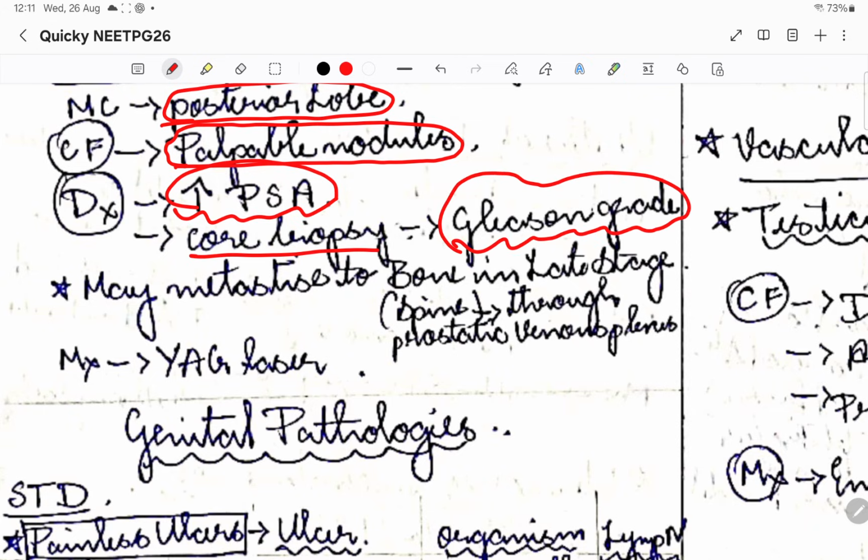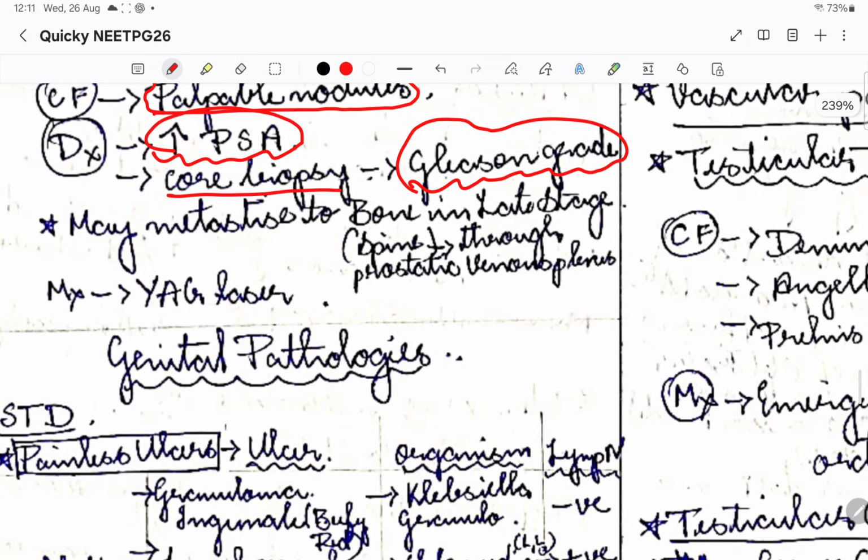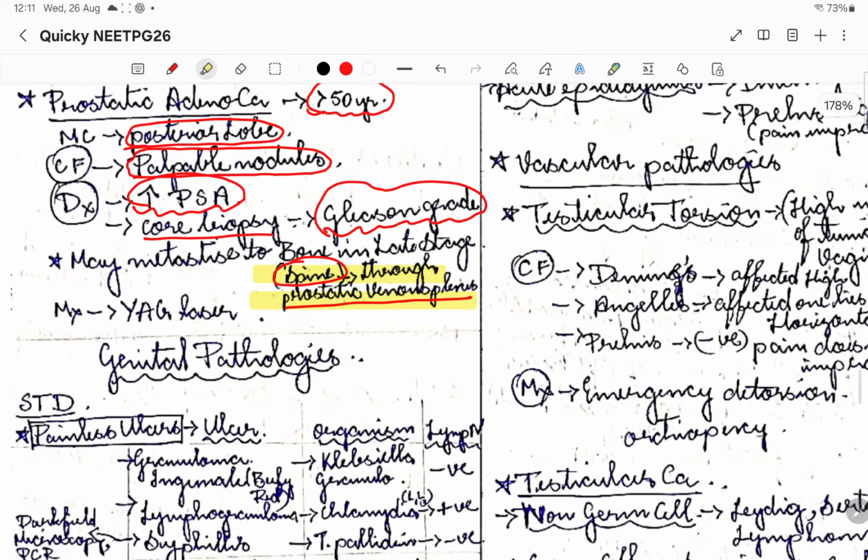Okay, so the metastasis is to the bones, and the bone metastasis is by the prostatic venous plexus. Okay, so most commonly the spine is affected. Please remember this, most commonly the spine is affected, and it is the prostatic venous plexus that carries this metastasis. Okay, management of this cancer is basically NDA laser.